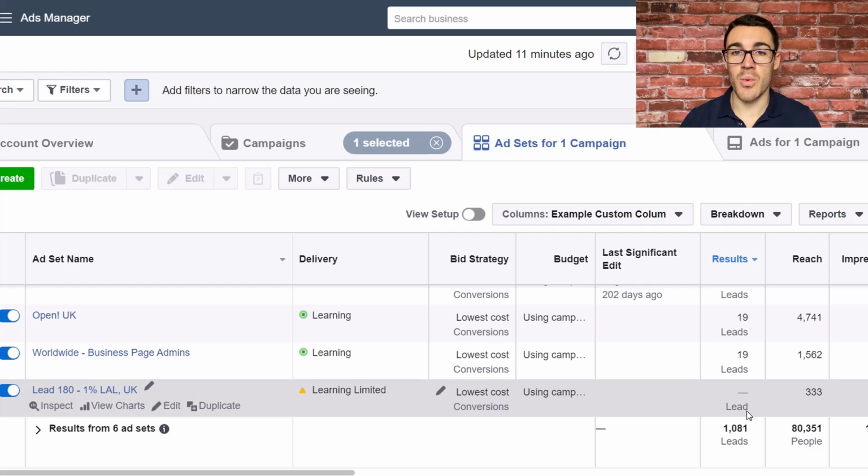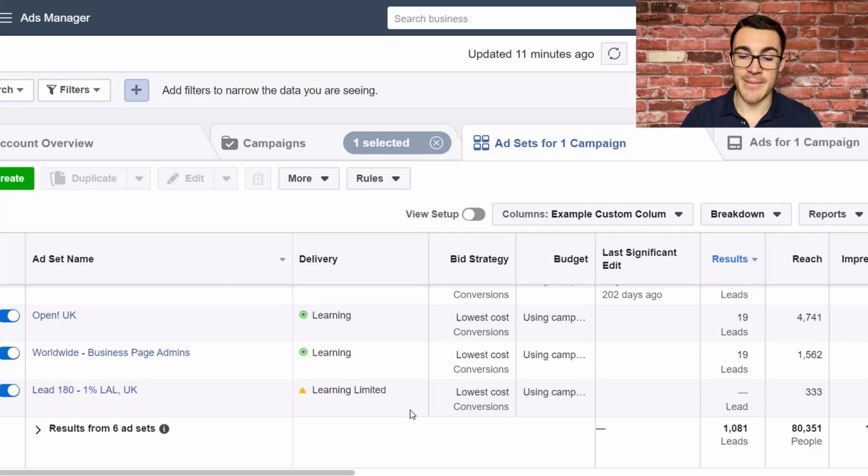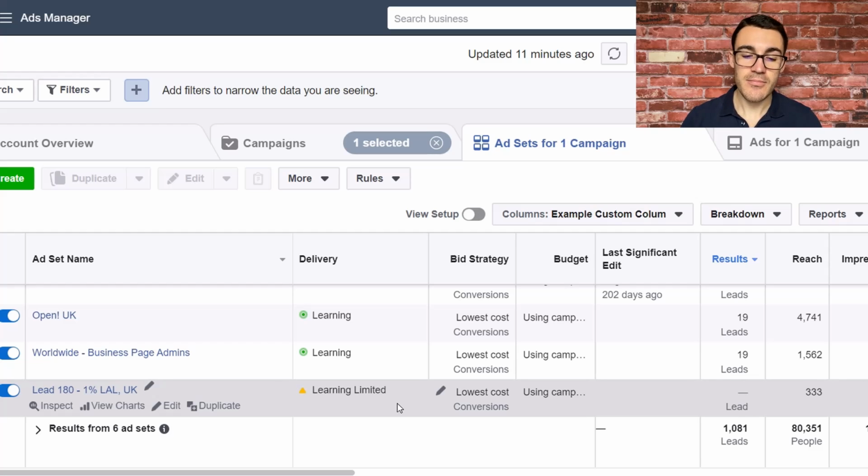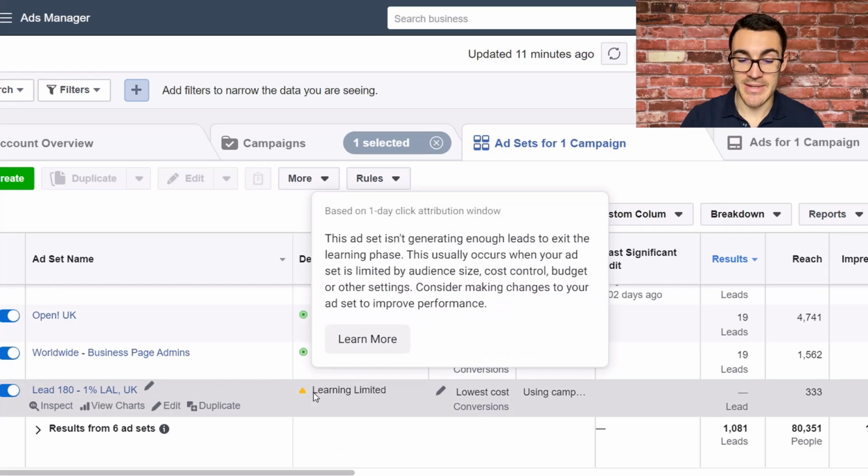Don't worry about any of the other stuff. It's only if those aren't working, then you want to drill down and go, okay, what could be the issue here? Learning limited, that's one of the factors. So if you do see learning limited and you are generating a great cost per lead, great cost per purchase, don't even worry about it. It's not affecting your campaigns. Just crack on. If you're not generating good results and you see learning limited, that's a time where you may want to make some adjustments.